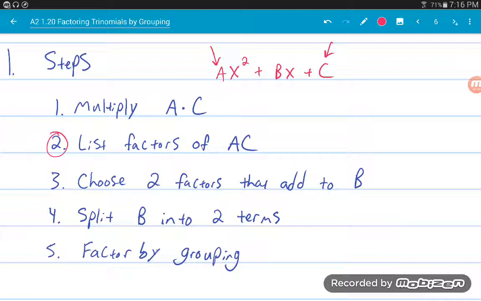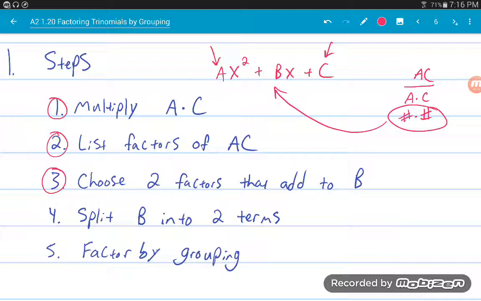Number 2 is list factors of ac. So when you multiply a times c, you get some number ac, and you want to list out all of its factors, right? So a times c, whatever number times number, you're going to list them all out. Then you want to choose 2 factors that add to b. So you're going to choose one of these that adds to this. Then you're going to split b into 2 terms, and then you can factor by grouping.